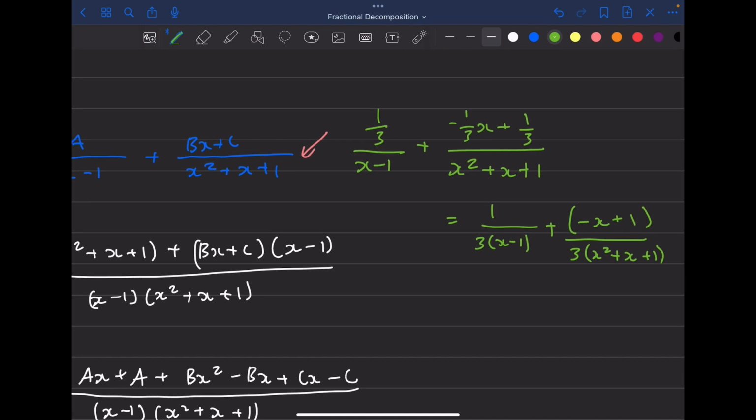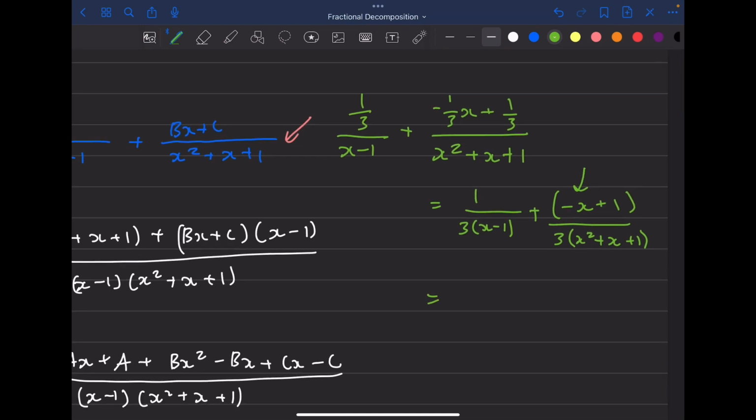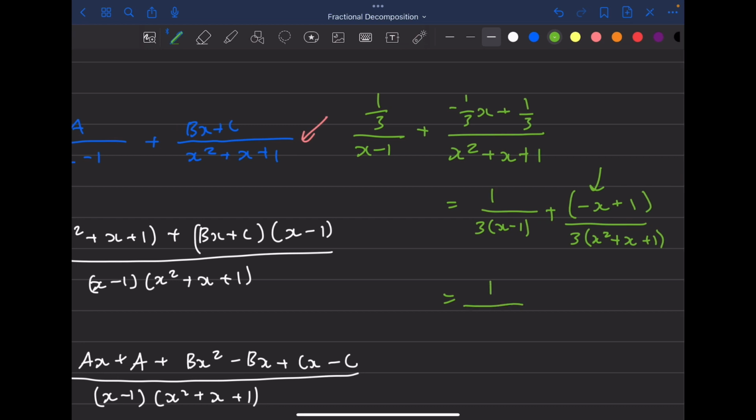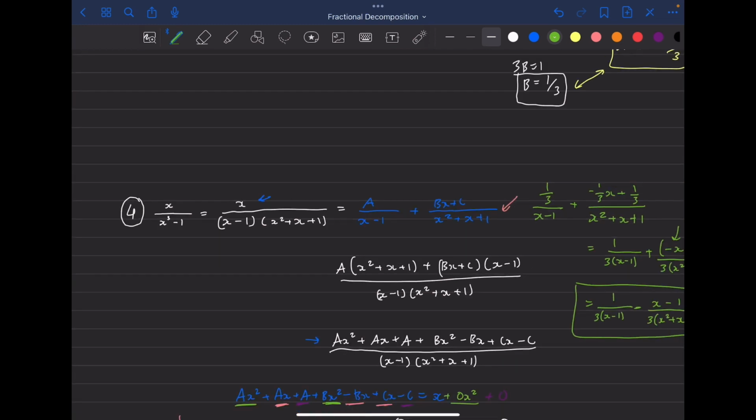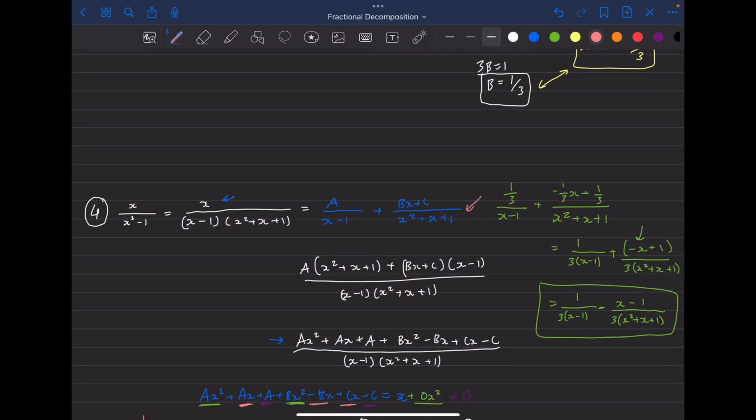And we are basically done. You could technically change this to have the x as a positive number. So this will become 1 over 3 of (x minus 1) minus (x minus 1) over 3 of (x squared plus x plus 1). And we are done. This matches the original equation. And now you can always check this once again, but if you combine these, you should get the original expression of x over x cubed minus 1. So we're done.